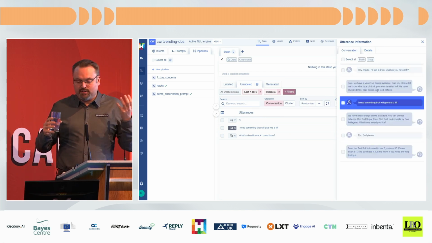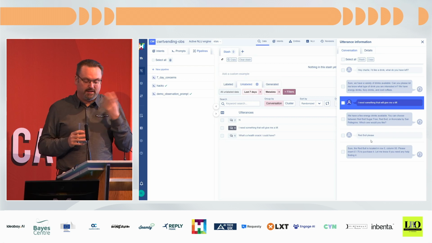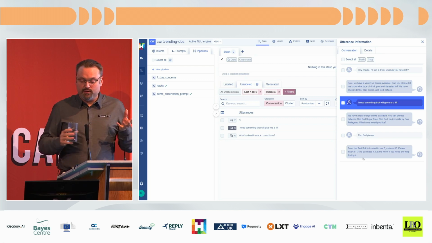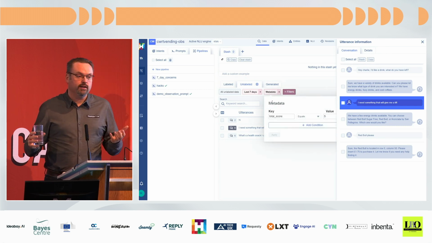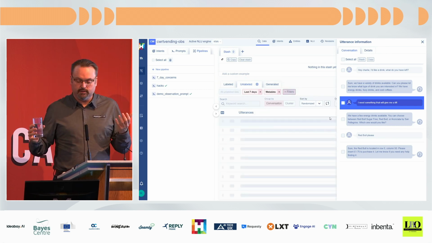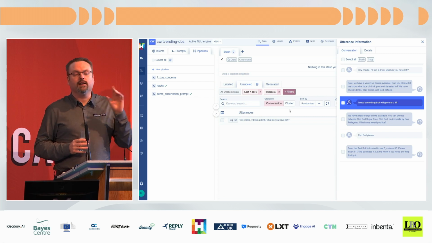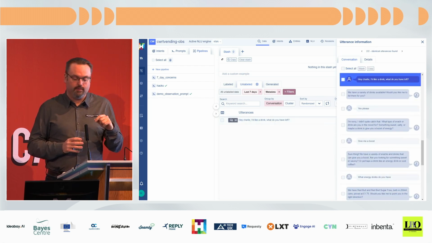What we have is a conversation about vending and someone wanting something that's going to give them a lift. Fantastic. We're suggesting Red Bull. Okay, fine. We know the price, we know the data, we know the stock levels. This looks like a great conversation. The chatbot has done what it's supposed to do. Okay, let's flip it around. Let's look for the worst conversation now.